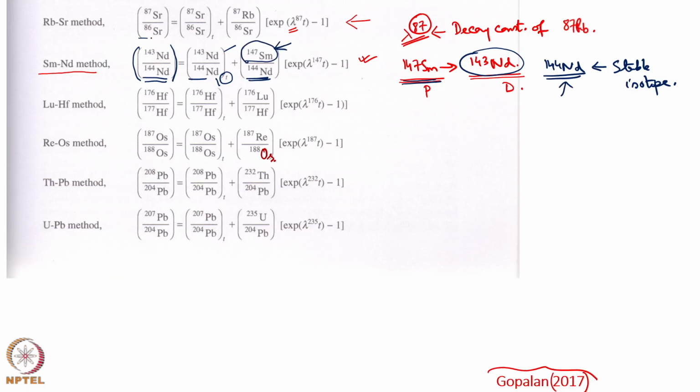In the previous case, division was made on both sides by 86 Sr, which is a stable isotope. In case of Sm-Nd, division is made by 144 Nd. This portion remains the same, e to the power lambda t minus 1, and here instead of lambda we have written lambda 147. Lambda 147 means the decay constant for the 147 Sm to 143 Nd transformation.